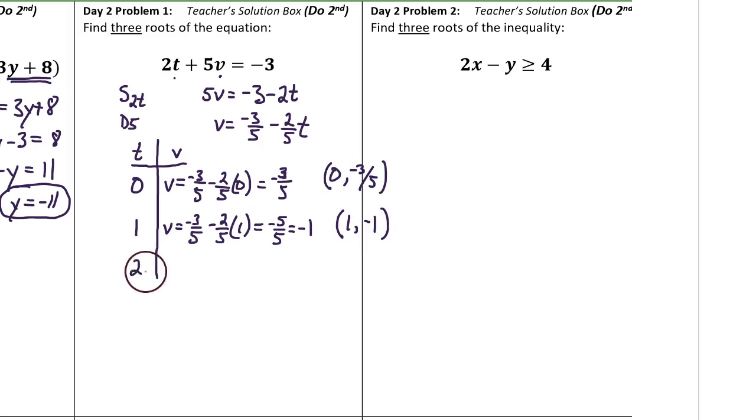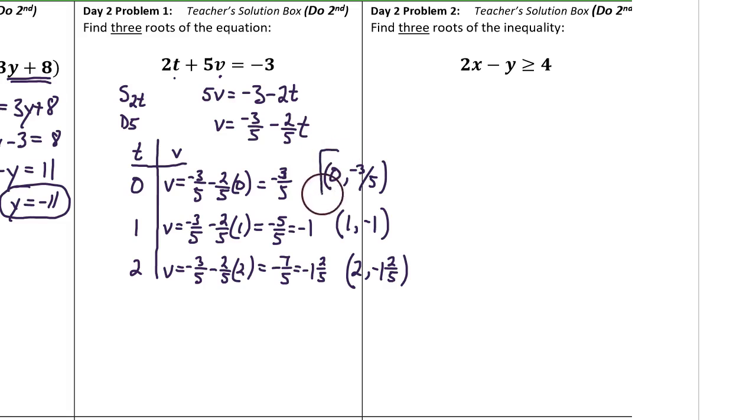One more to go. Let's choose 2 for t. v equals negative 3/5 minus 2/5 times 2. 2/5 times 2 is 4/5. Negative 3/5 minus 4/5 is negative 7/5. As a mixed number, this is negative 1 and 2/5. So in parentheses, when t is 2, the v is negative 1 and 2/5.